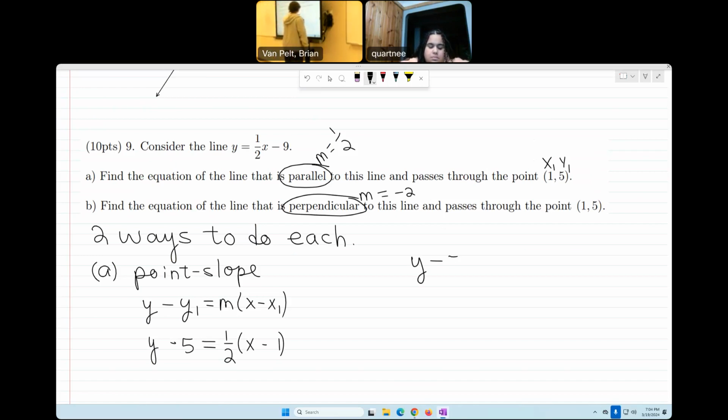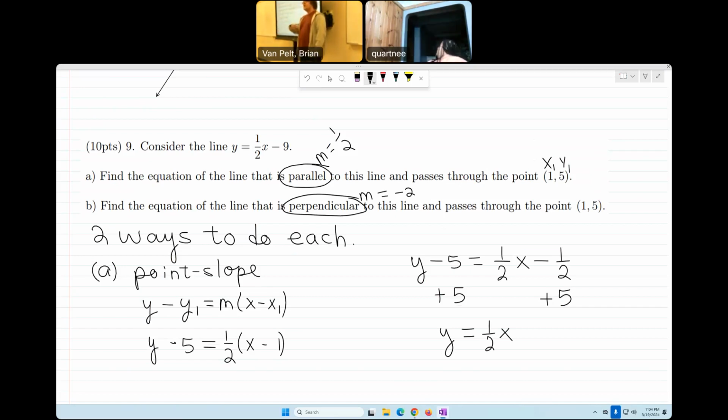y minus 5 equals, I'm gonna distribute the 1/2 through. I'm doing exactly what you did. Now I'm gonna add 5 to both sides. Now you used a calculator, but I think if you thought about it, you could do it in your head. If I have $5, take away $0.50, how much do I have left? I have 4.5.